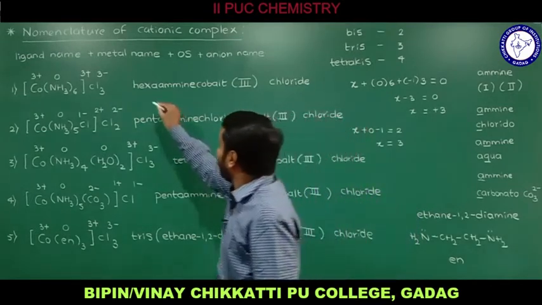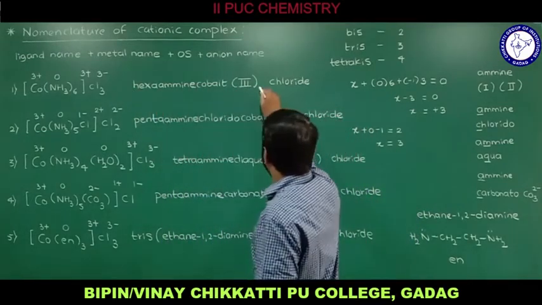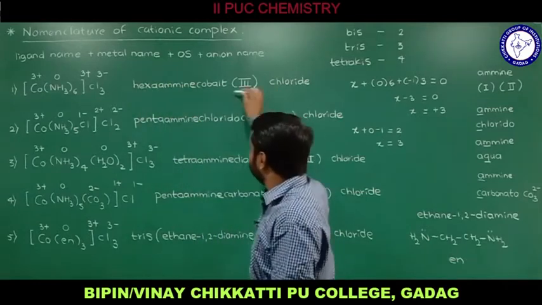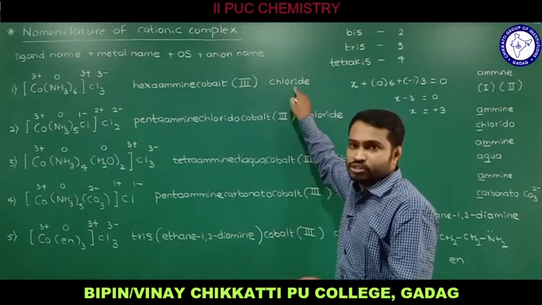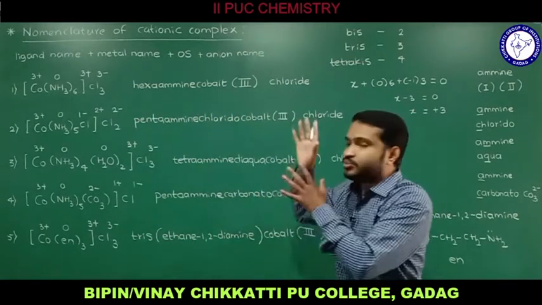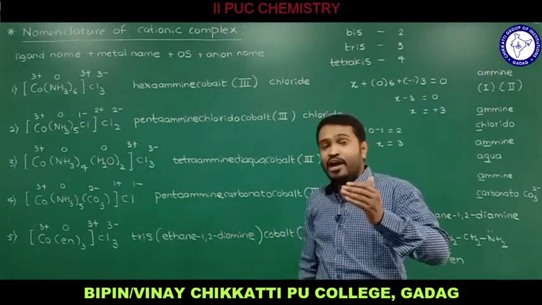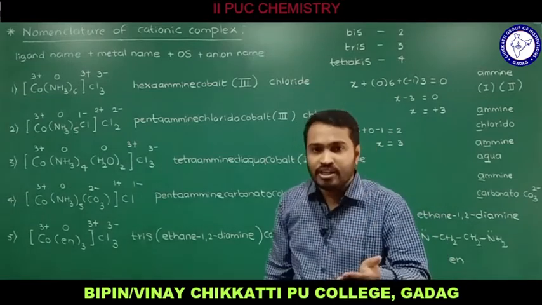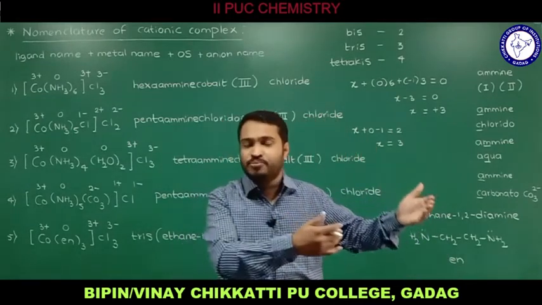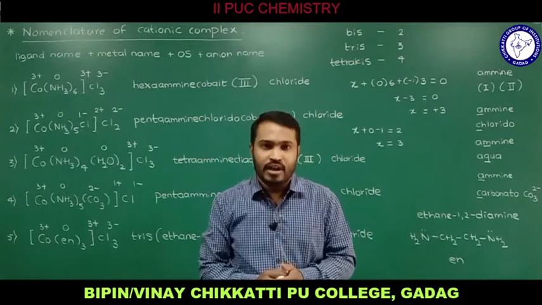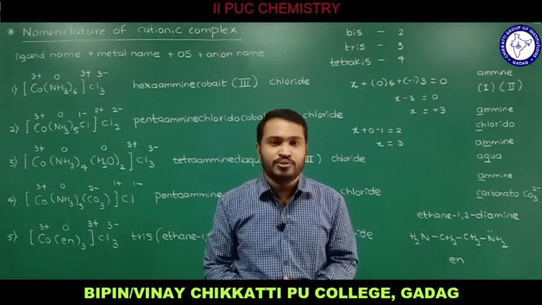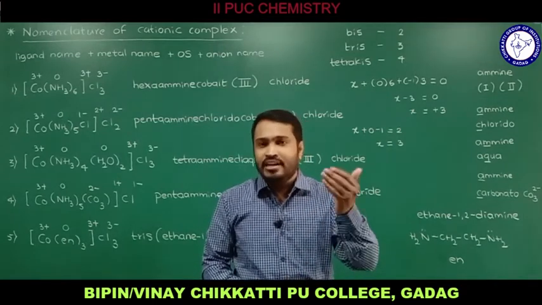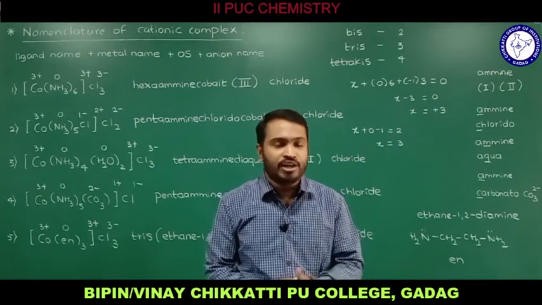The coordination sphere has to be written continuously. So from here to here, write the coordination sphere continuously, then leave a gap and write the counter ions. And all the alphabets are small letters only. If you have more than one ligand, the ligand names have to be written in alphabetical order. And if we have more than one of the same kind of ligand, then prefixes like di, tri, tetra, penta, hexa, hepta, octa are used.